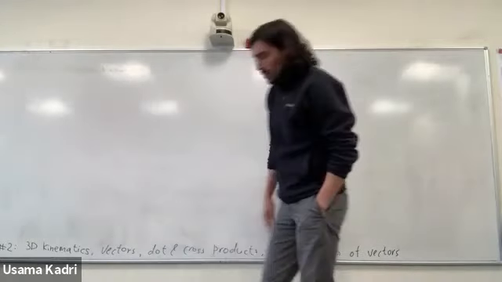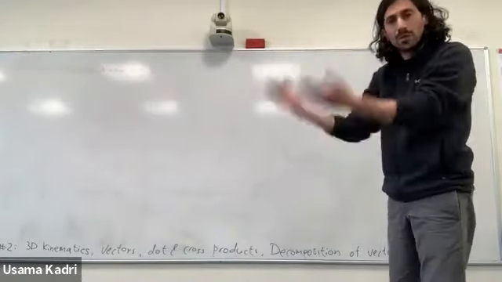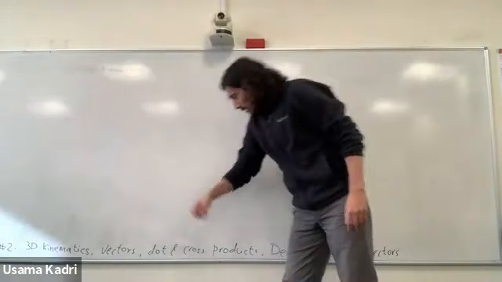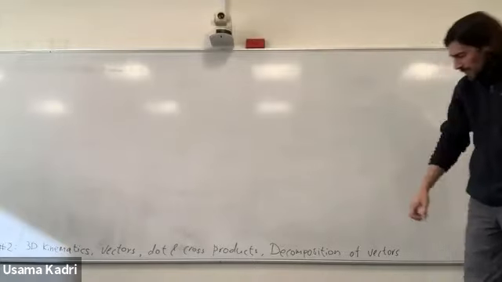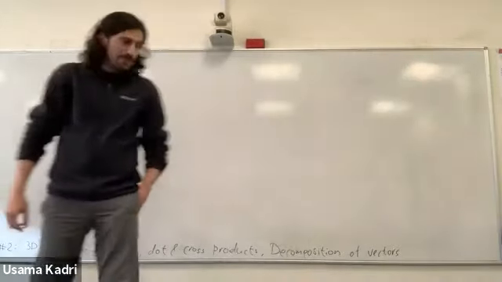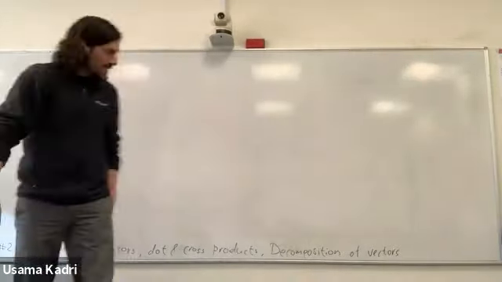3D kinematics. So we're going to move from 1D. We're going to make a more general observation of what happens when we move from 1D kinematics, as last time, to 3D kinematics. We're going to talk about vectors, dot and cross products. And we're going to discuss a very important concept in physics, which is decomposition of vectors.